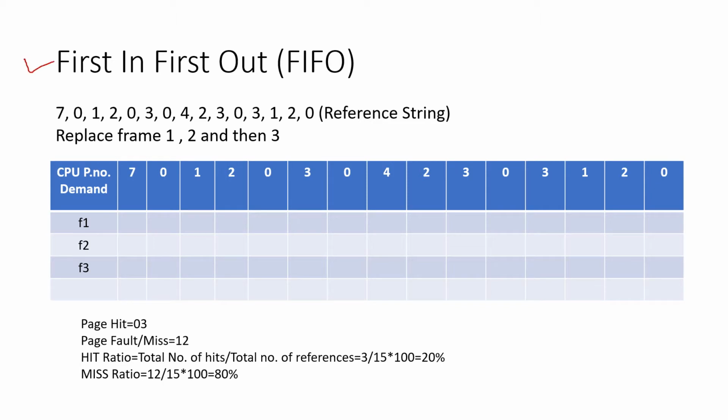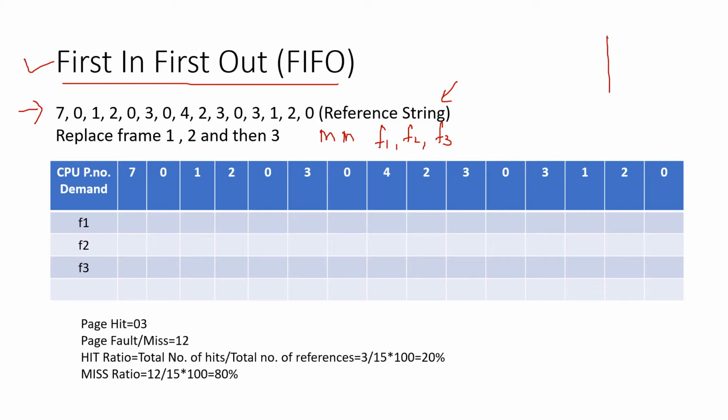First, we will see first in, first out, also known as FIFO. In the problem, the reference string is given, and also the size of the main memory is given. So main memory has three frames, F1, F2, and F3. And what is this reference string? The reference string represents the page numbers required by the CPU.